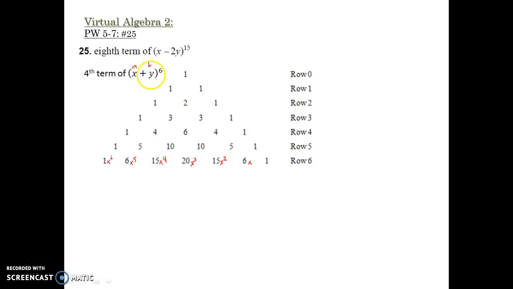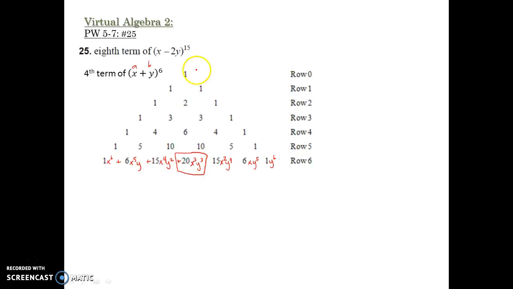And then our y would be y to the 6th here, and then it would count down as you go backwards. Y to the 5th, y to the 4th, y to the 3rd, y squared, y to the 1, and y to the 0, and then put a bunch of plus signs in between them. That would be the entire expansion, and the fourth term would be this guy right here.